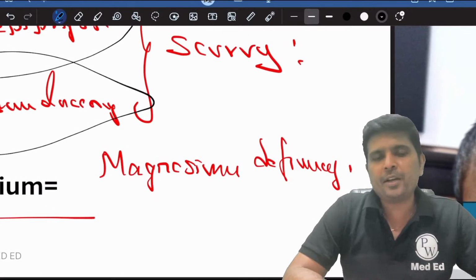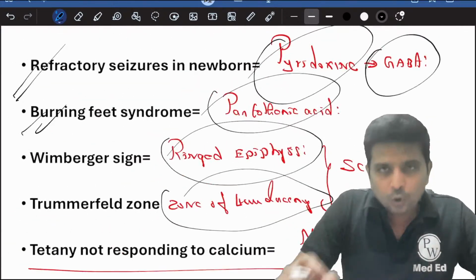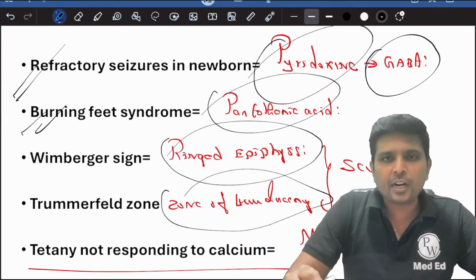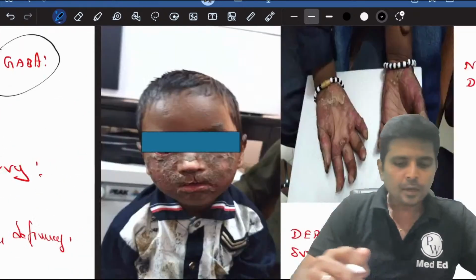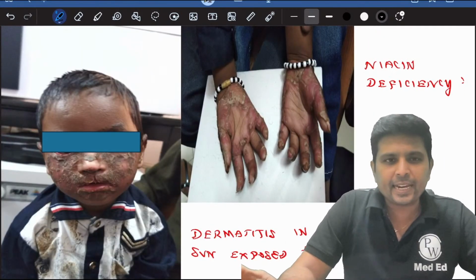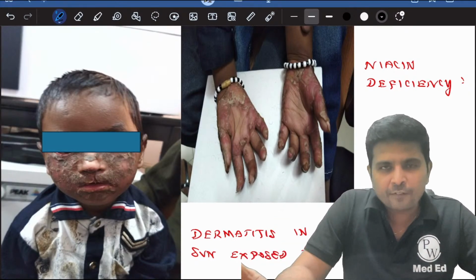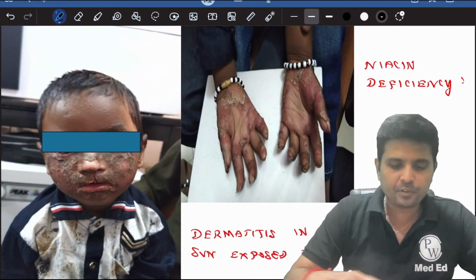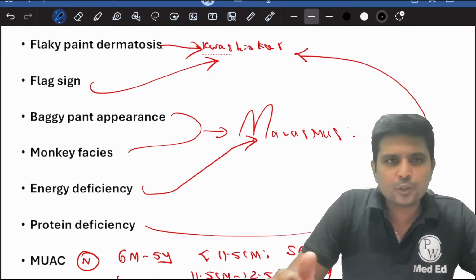Very, very important, because magnesium is responsible for the action of calcium. So hypomagnesemia should be considered when tetany is not responding to IV calcium gluconate. Right. So what is this? Diarrhea, dermatitis, dementia, which often is due to maize eating population, the deficiency of, what is that? Tryptophan, niacin, etc. Right. Vitamins more or less over.